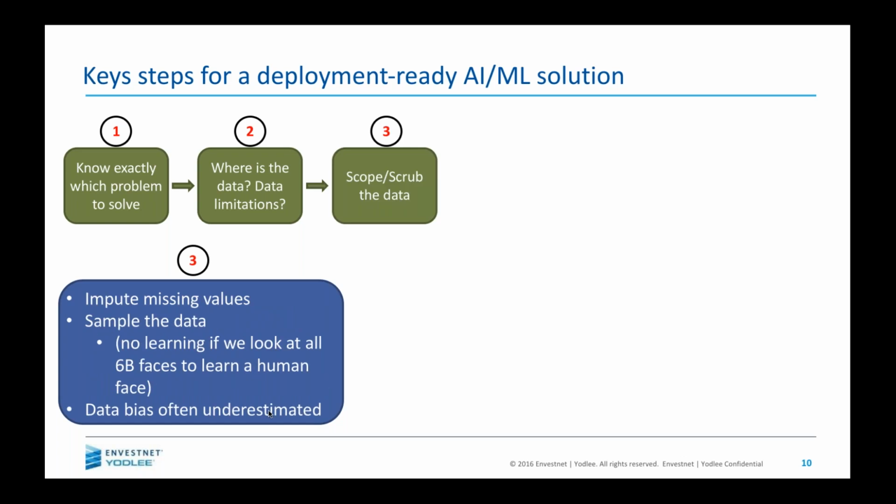I'm going to very quickly gloss over this. The idea is how can you impute data, how can you scrub it so that the generalizability remains. And the example I was giving is you don't have to look at all the 6 billion human faces just to know what a human face looks like.